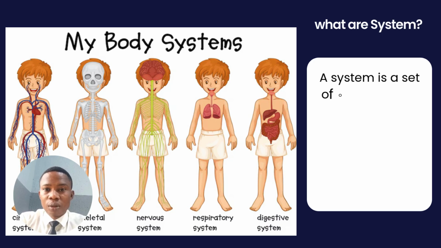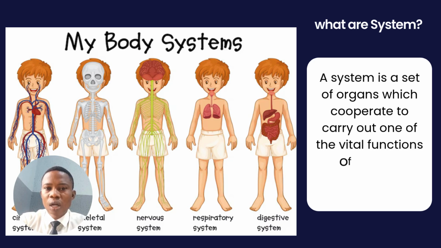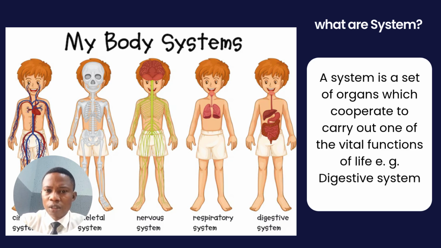The last we shall be talking about is the system. A system is a set of organs which cooperate to carry out one of the vital functions of life. E.g., we have the digestive system, respiratory system, nervous system, etc. The system is very important in the body, and its major function is to carry out some functions in the body.